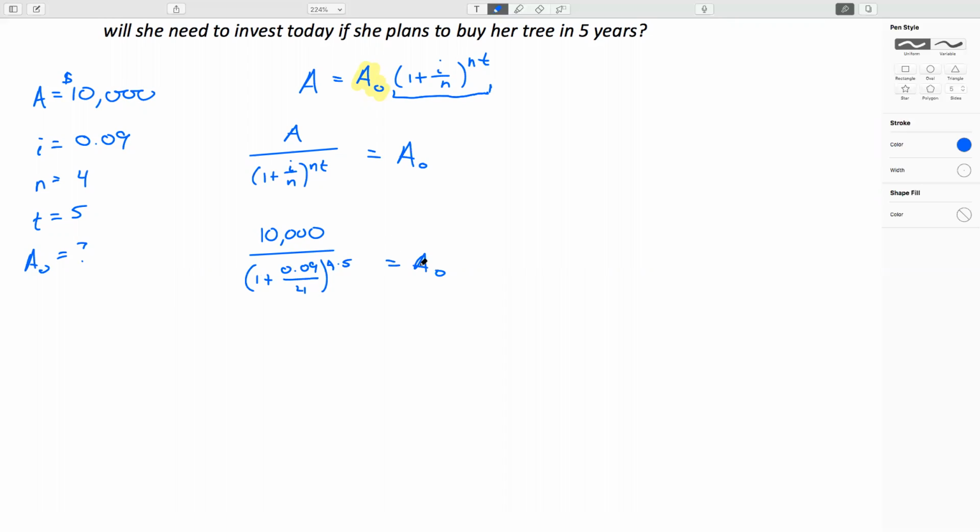So we've got a bit of simplifying to do. First of all, we should divide 0.09 by 4. This will simplify into 10,000 divided by 1.0225 to the power 20. At this point, you could probably plug it into your calculator. You could have done it in this first step or the third step, but this is much easier to put in a calculator. So let's do that.